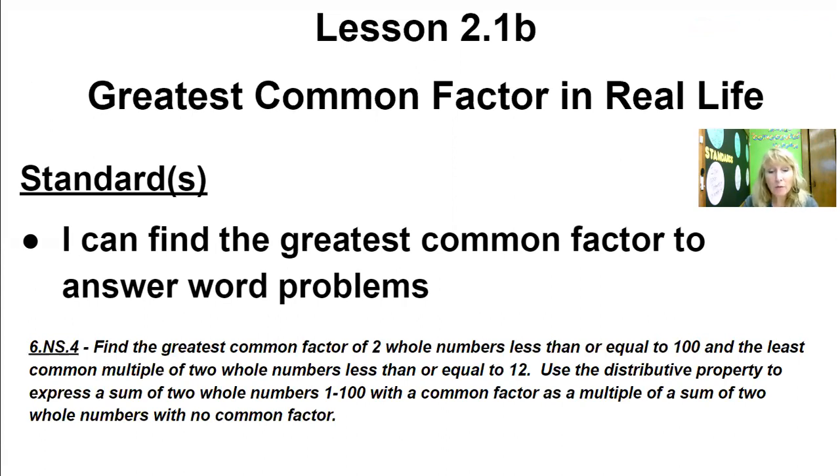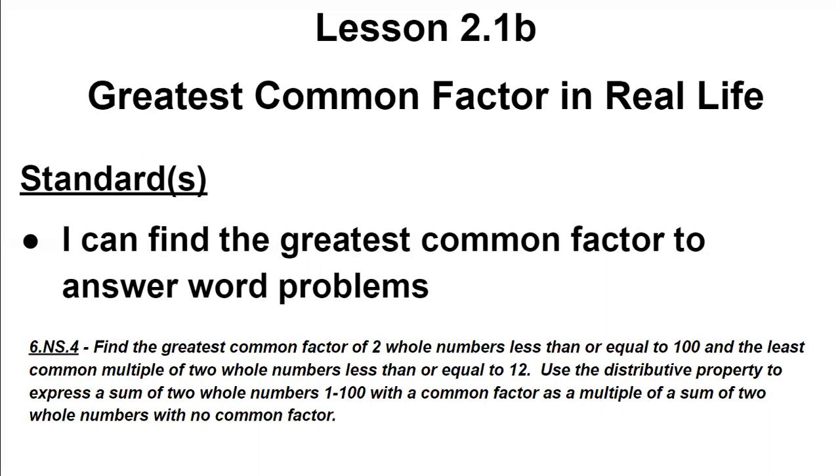Find the greatest common factor of two whole numbers less than or equal to 100, and that's what we're working on. The rest of it, the least common multiple, we'll be talking about in a future lesson coming up. And using the distributive property will be our next lesson. So I'm going to minimize myself and we'll get started. Put myself up here, and here we go.